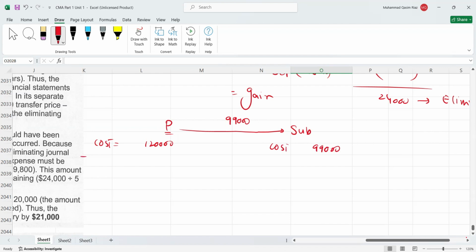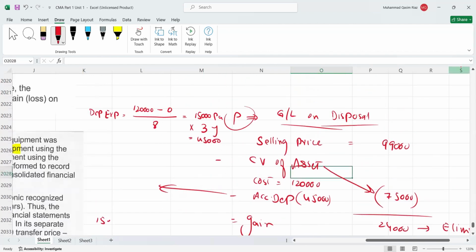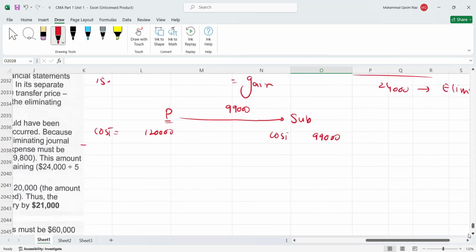And the parent was depreciating 15,000 per annum. I just showed you how the parent worked out depreciation: cost 120,000 minus salvage value 0, divided by a life of 8 years, so 15,000 per annum. For example, accumulated depreciation for the previous 3 years was 45,000, plus accumulated depreciation for the 4th year, because now we are preparing consolidated financial statements in the 4th year.